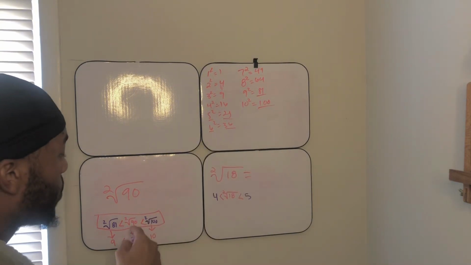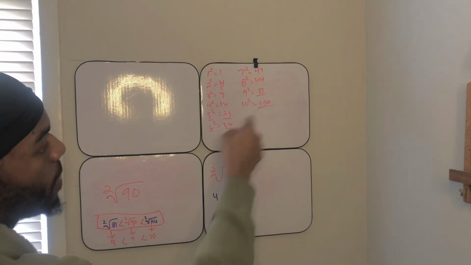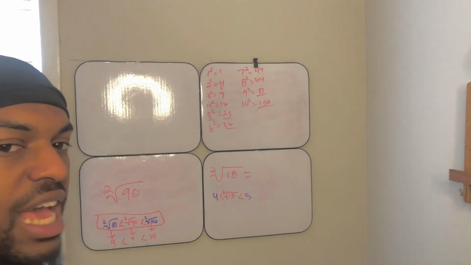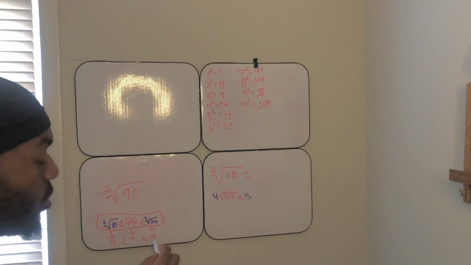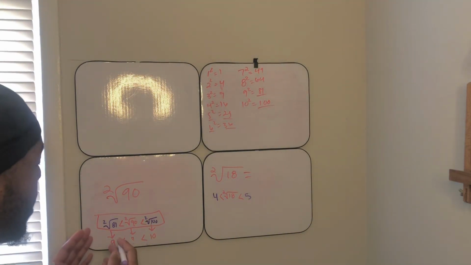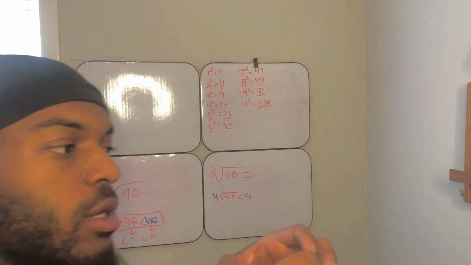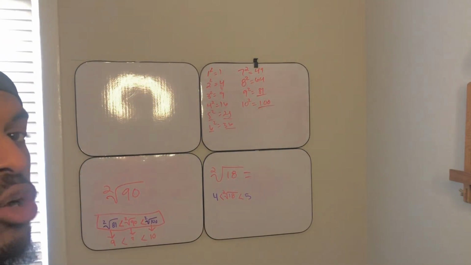Going back over here, the square root of 90 is your question mark. But we do know the square root of 100. We know exactly what that is. The square root of 100, which is right here, is the number 10. So we've got two numbers that we can use to kind of put a fence around what the square root of 90 is going to be.